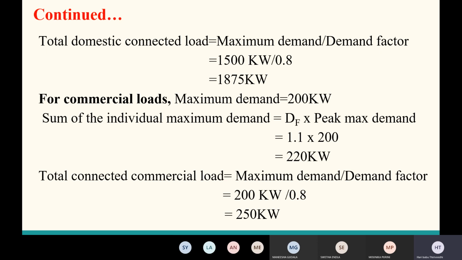So commercial load, connected load is equal to 1.1 into 2000 divided by 0.8, that is equal to 2750 kilowatts.